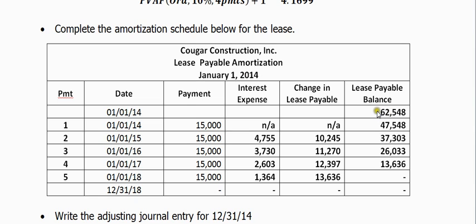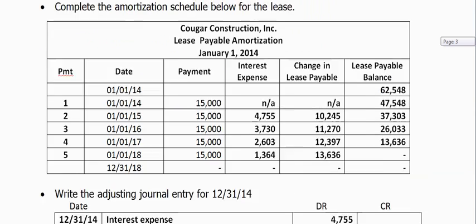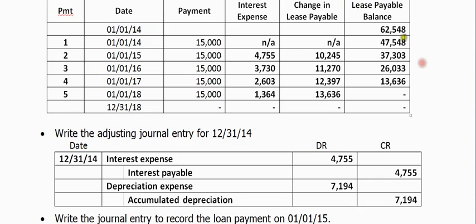The main thing, from the lessee perspective, is that this $62,548 is equal to the present value of the lease payments. And we're going to see that theme coming back. If they originally capitalized this amount and on the same day, since this lease is set up as an annuity due, they paid $15,000, then the balance of the lease payable would be $47,548, and interest expense would be $4,755.